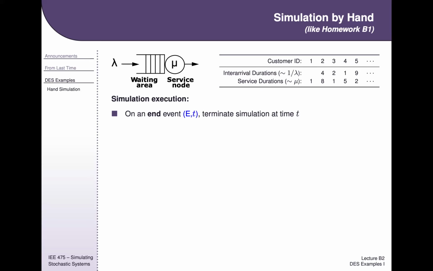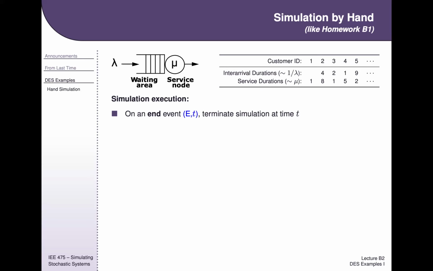So if the end event is at time 10 and you want to schedule something at time 15, go ahead and schedule it. Add it to the FEL, even though you know that you're not going to process that. The simulator doesn't know it's not going to process that because it's very greedy. It only looks at the next event.